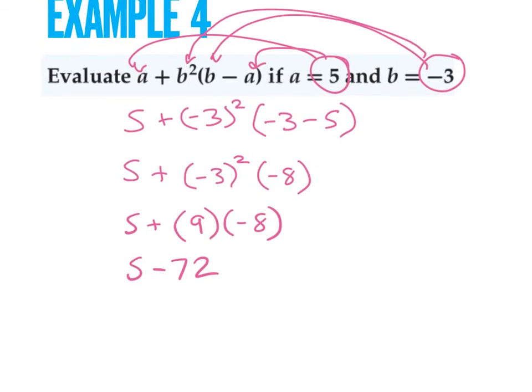So what's our final answer? Negative 67. Any questions on this one?